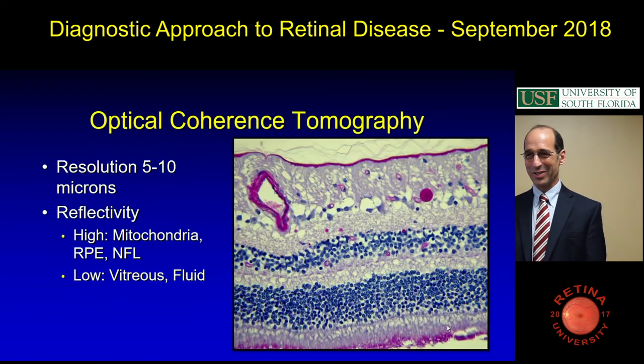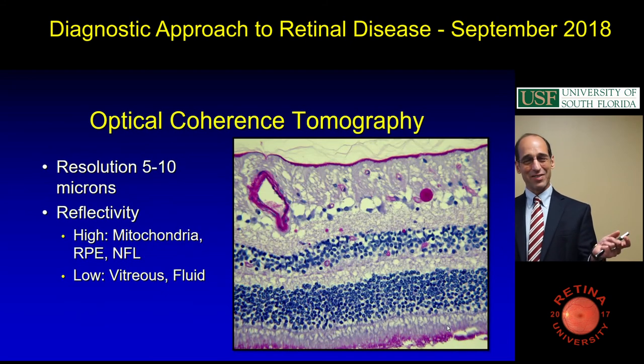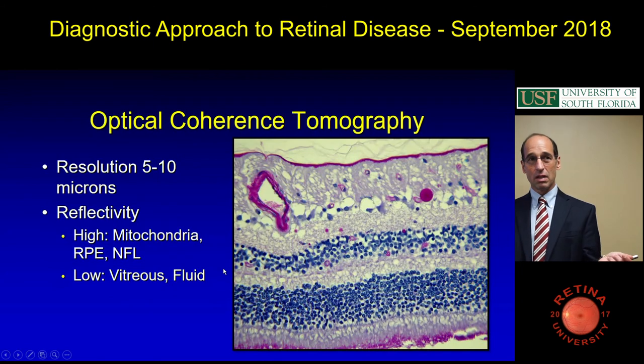OCT is really super important. So OCT is a 5 to 10 micron resolution. And any questions on ICG and FA? We could go over and over in conference. OCT is super duper important. You're looking at very high resolution.